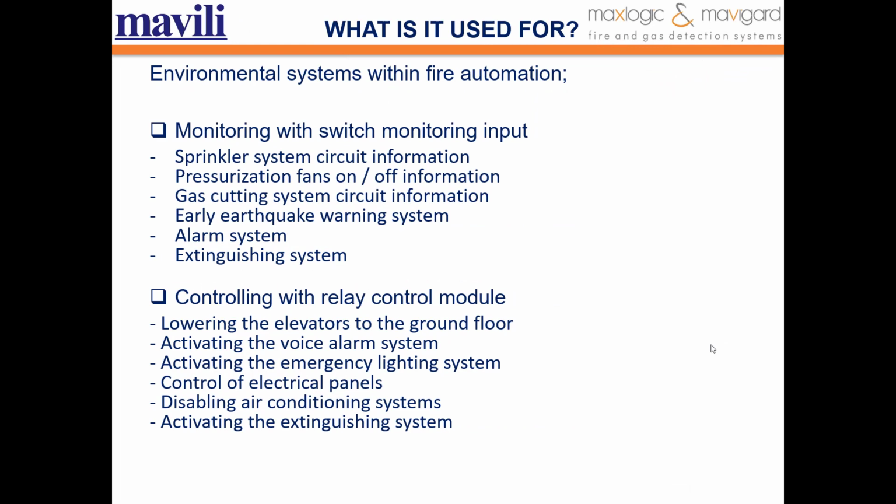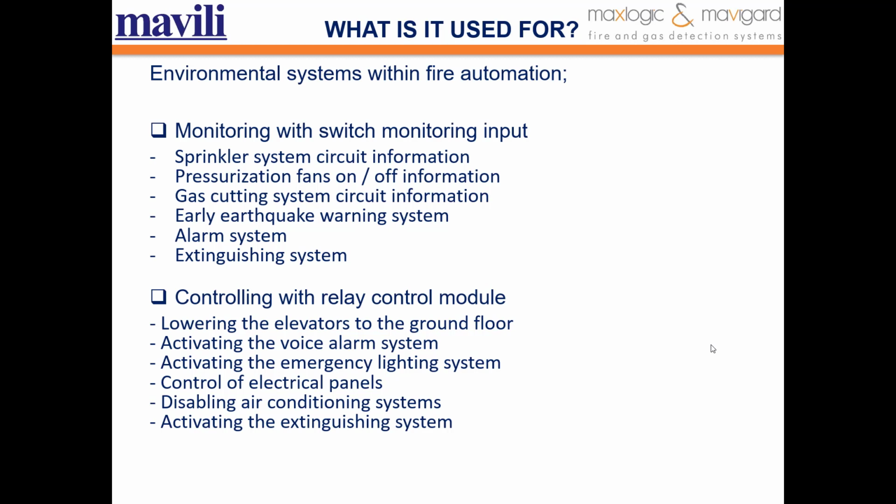Contact monitoring and relay control modules can be included in cause-effect scenarios in intelligent addressable systems. Switch monitoring input is used for sprinkler system circuit information, fans' on-off information, gas cutting system circuit information, early earthquake warning system, alarm system, and extinguishing system.